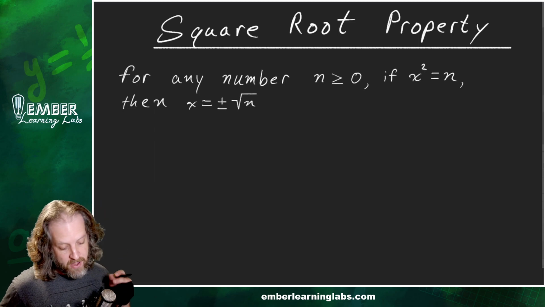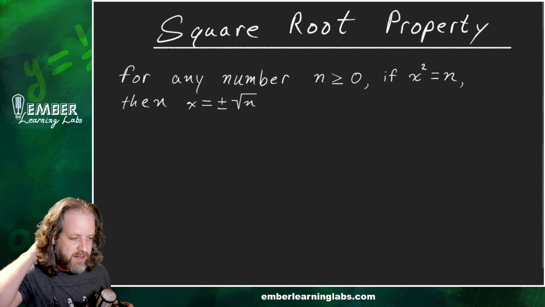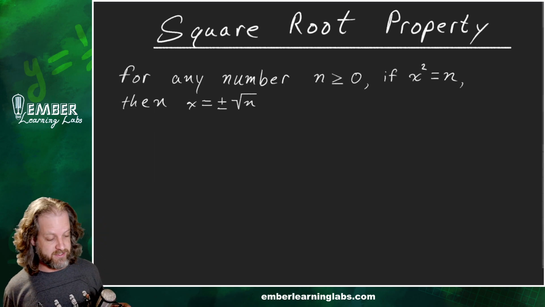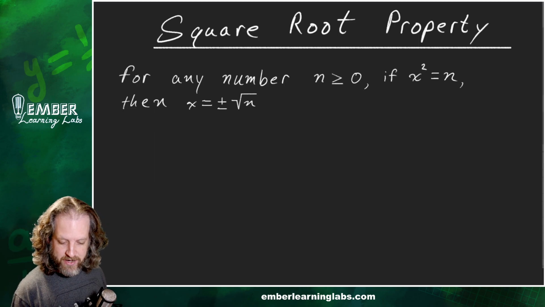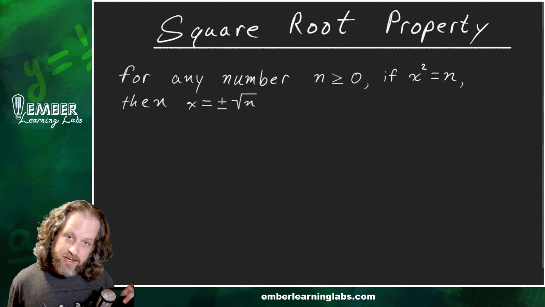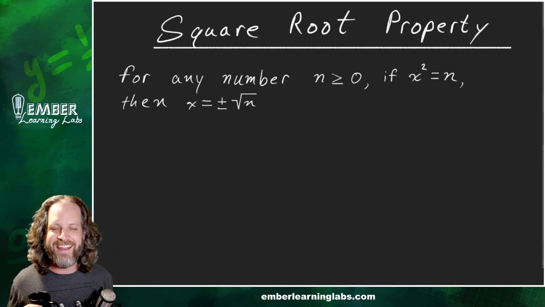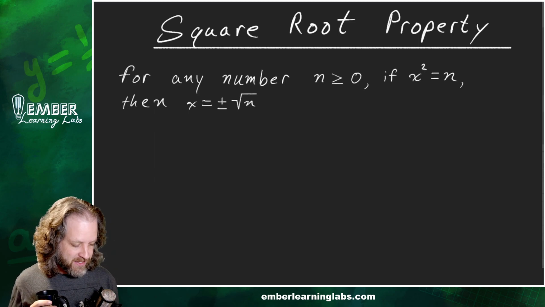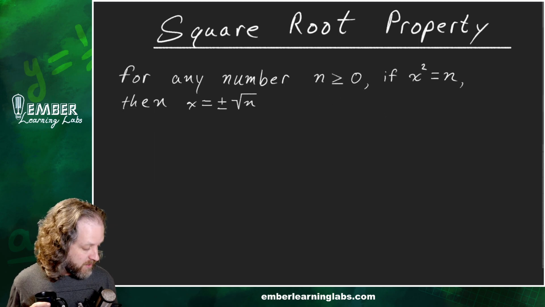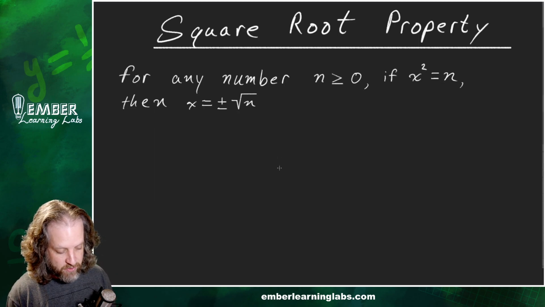So, the square root property. I've talked about this in class. I don't know that I've ever talked about this in an Algebra 1 video. I mention this all the time in geometry because we're going to throw out half of this thing, but in Algebra 2 next year, you're going to need to remember this. The square root property says that for any positive number n, if x squared equals n, then x equals plus or minus the square root of n.